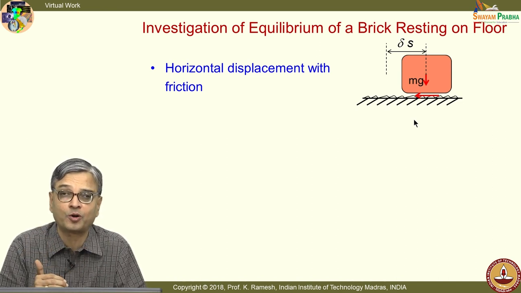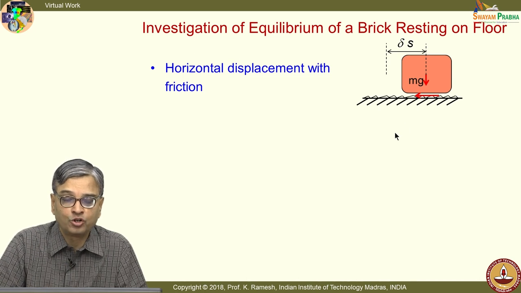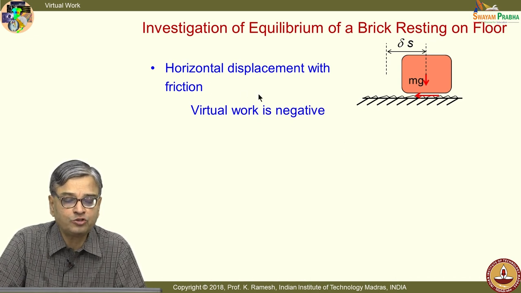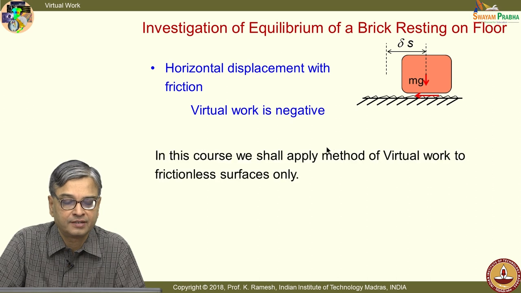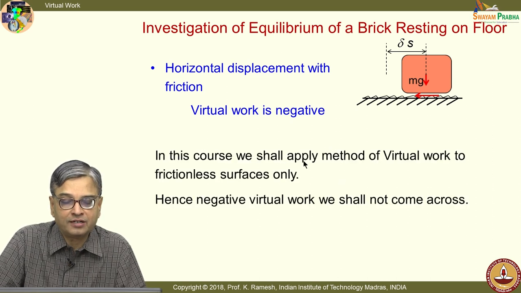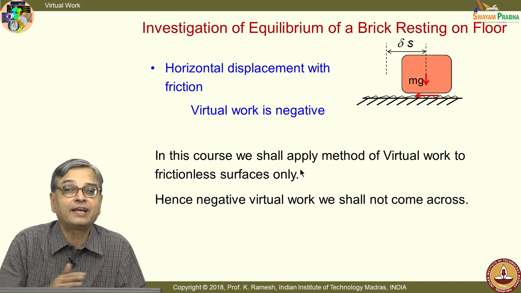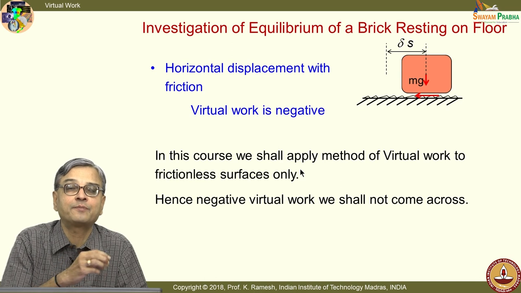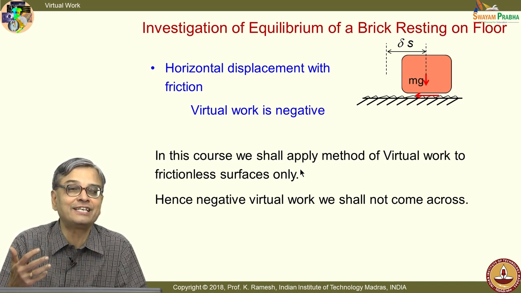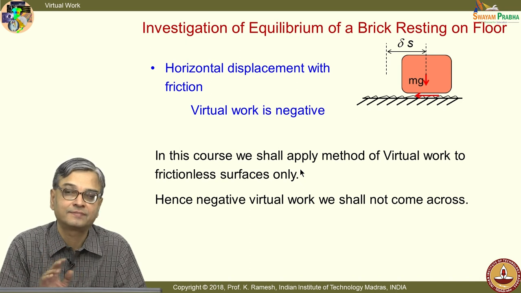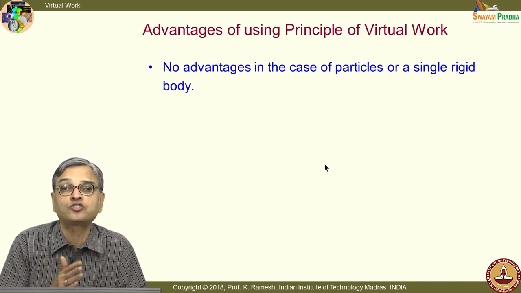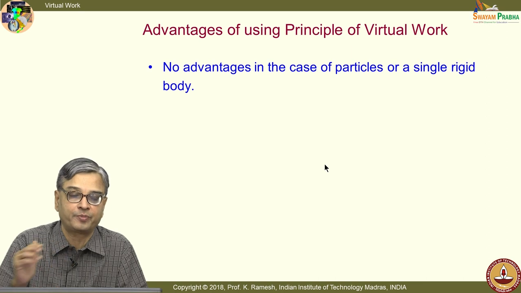This is how we are going to solve the problems. And you should know how to assign the sign for the work, whether it is a positive work or a negative work. So, the virtual work is negative in this case. And we would confine our attention only to frictionless surfaces. So, we will never come across negative virtual work. So, I can also simplify the statement as, if I compute the virtual work and if the virtual work is 0, the system is in equilibrium. Because the books normally say virtual work is 0, but you should also recognize it can also be negative, still the system is in equilibrium.